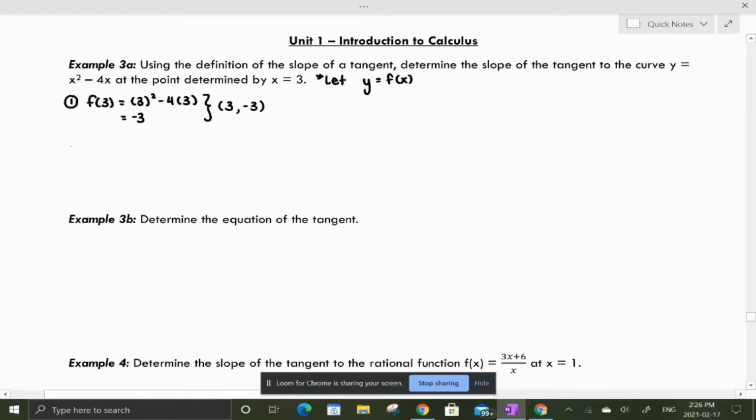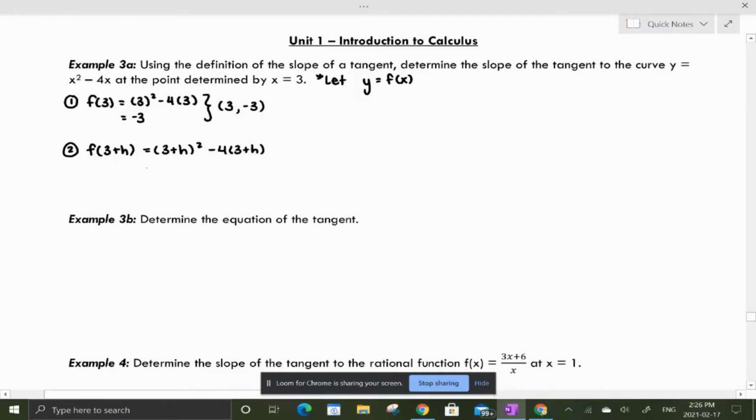The second step: remember, when we're talking about the slope of a tangent, we want a point that's super close to x equals 3 without being x equals 3. That's where that h comes in. It acts as a buffer for us, so we have two different points. So what we're looking at now is f of 3 plus h. We plug in 3 plus h everywhere that we see x. So I'm going to do (3 plus h) squared and then minus 4 times (3 plus h).